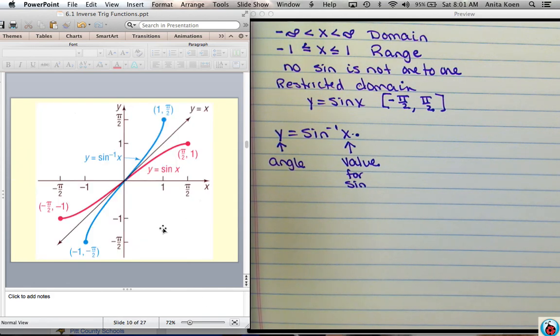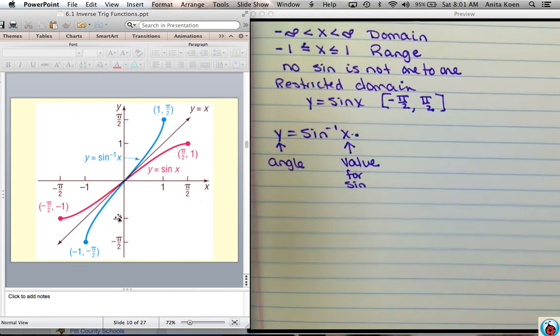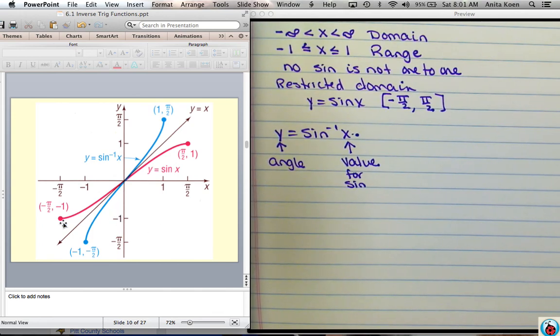Okay, here's the picture, the graph. Now we've already looked at y equals the sine of x. That's our pink graph right here. This is the sine function with the restricted domain from negative pi halves to pi halves. The blue function is our sine inverse. Now notice that it's reflecting across y equals x, and notice what's happened to the x and y values.